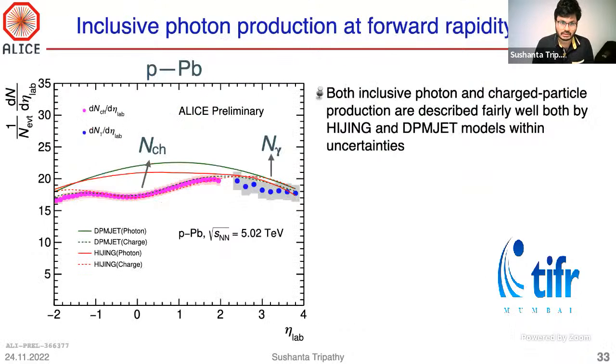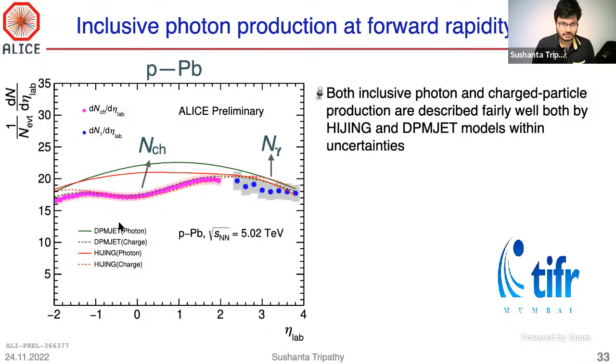Okay, so then we also have a measurement of inclusive photon production at forward rapidity. This is one of the recent measurements for p-Pb collisions. The photon multiplicity measurement has been done thanks to the photon multiplicity detector. These are the blue markers, and then we have the published pseudorapidity density as well. You can see that both the inclusive photon and charged particle productions in the measured range are described fairly well by models.